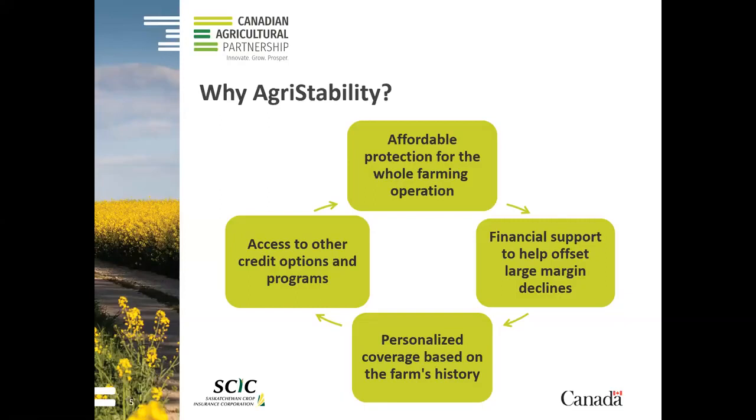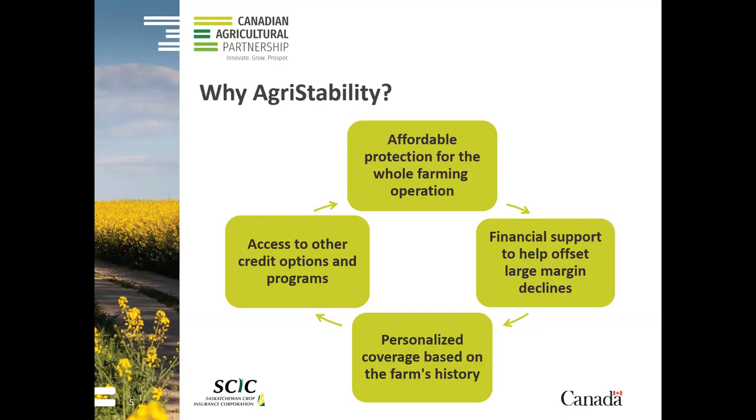The fees are based on your reference margin, which I will explain in a few minutes. For every $100,000 of reference margin, you'll pay $315. There's an additional administration fee of $55 as well. So for a farm with a $500,000 reference margin, the annual fee to participate would be $1,575 plus the $55 administration fee. So it's quite a reasonable amount to participate in the program.